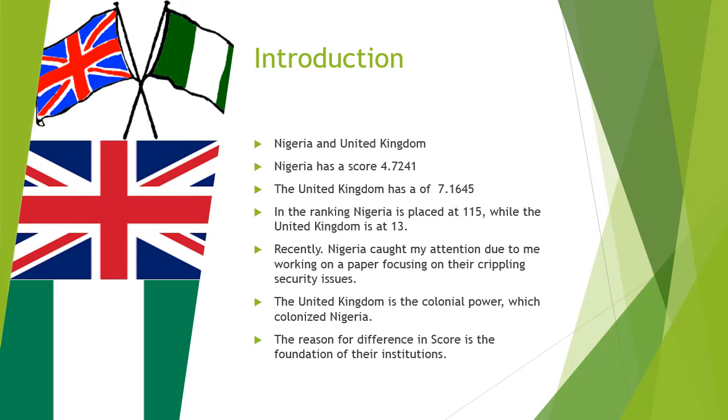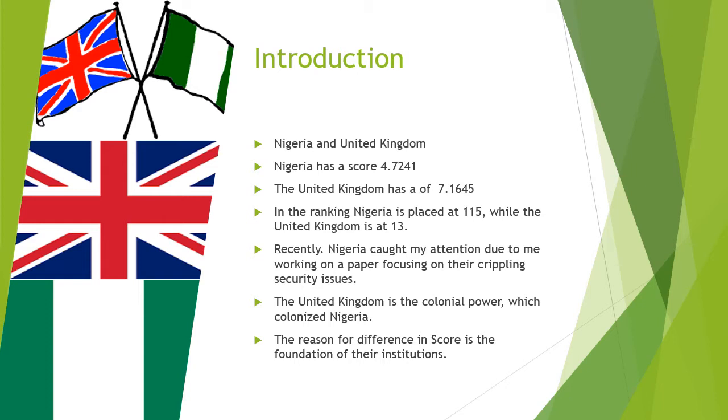Now, let's begin. Nigeria has a 4.7 score of happiness, while the United Kingdom has a 7.1, placing Nigeria in the 115th rank, while the United Kingdom is at the 13th rank. The reason I picked Nigeria was because I recently did a paper on it, focusing on its security issues due to terrorist organizations operating in its territory. And the reason I picked the United Kingdom is because it was a former colonizer of Nigeria.